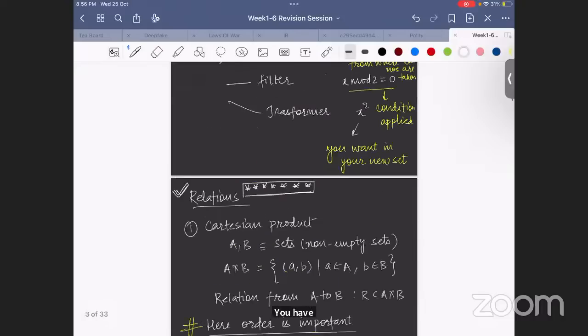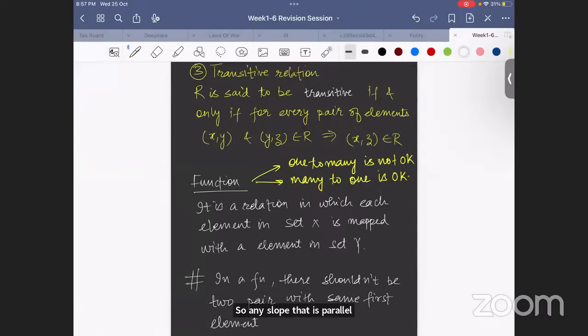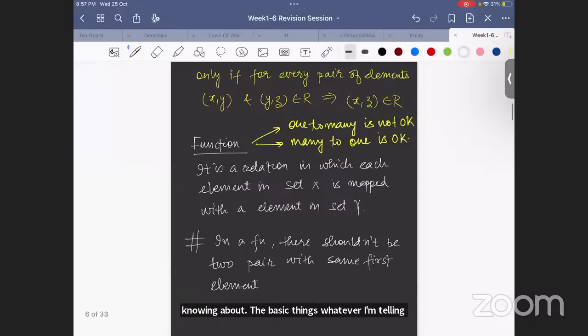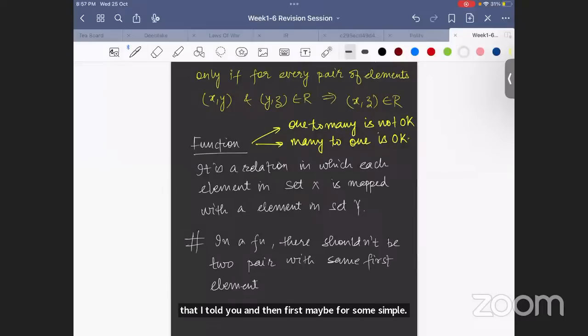We will discuss the basic part about functions. For functions, you should know the basic things. You should know how to say whether a given plot is a function or not. The other thing you should know is whether the given function is injective, surjective, or bijective. And for some simple functions, they can ask you the domain. These 4-5 things you should know for sure.